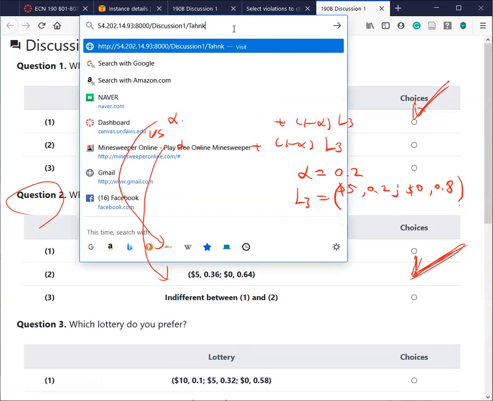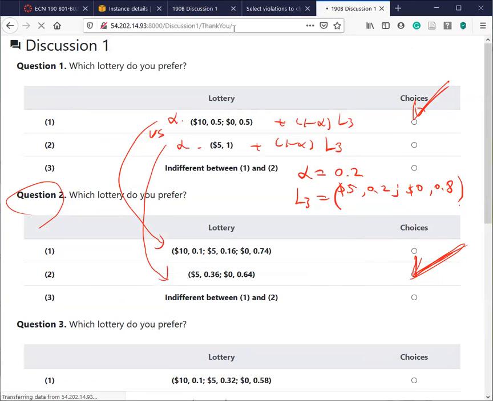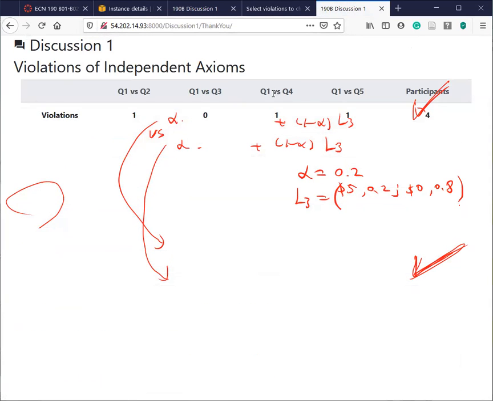question 1 versus question 4, question 1 versus question 5. So if you switch your choices, then I counted that as a violation of the independence axiom. Out of four participants today, we had only 1 violation. Any questions? You will see similar questions in the exam or homework. So let's move on to the actual question for today.